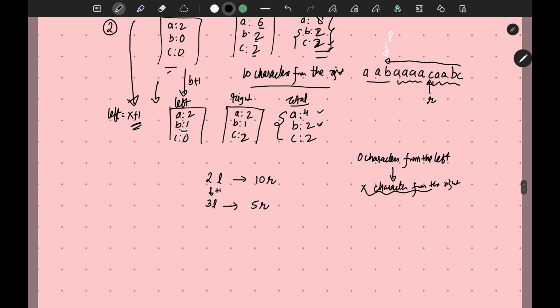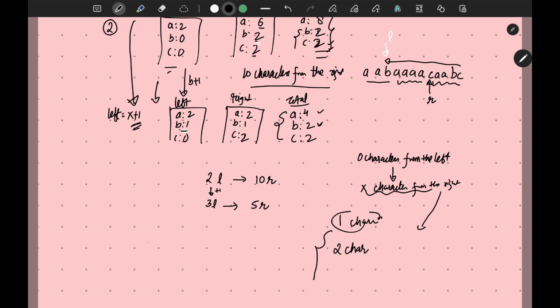Now what we would do is just increase the number of characters that we are taking from the left. So now we would calculate, if we take 1 character from the left, then how many characters do we need from the right. Then if we take 2 characters from the left, how many characters we need from the right, and we would do this up to all the characters.